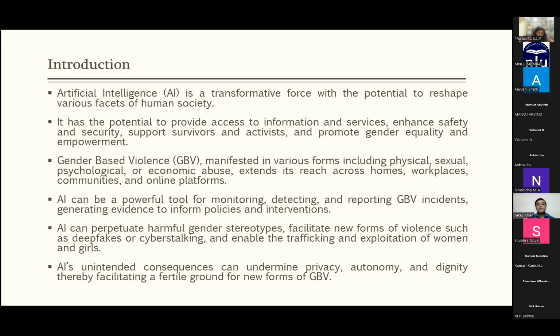So AI's unintended consequences can undermine privacy, autonomy, as well as dignity, thereby facilitating a fertile ground for new forms of GBV. My point here is that by the advent of AI, a new fertile ground for the commission of GBV has emanated.